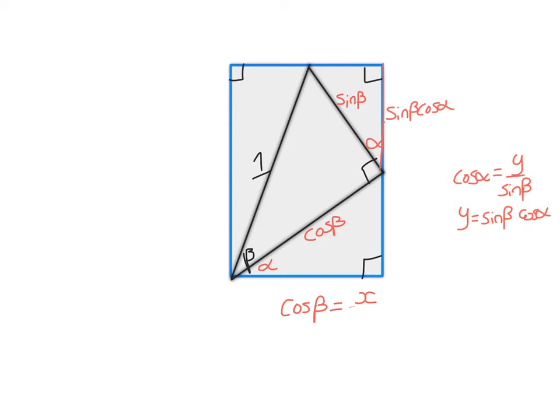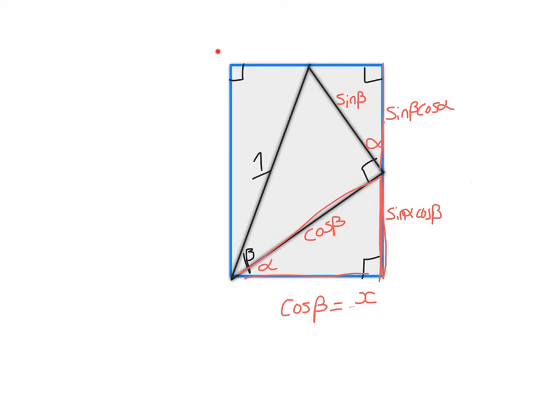If I do something similar in the bottom triangle to find this side here, using this right-angled triangle here, I would get that that side is sine alpha cos beta. I do it exactly the same way I found this side here. So I'm just going to rub that out now. So we've found an expression for this side of the rectangle.